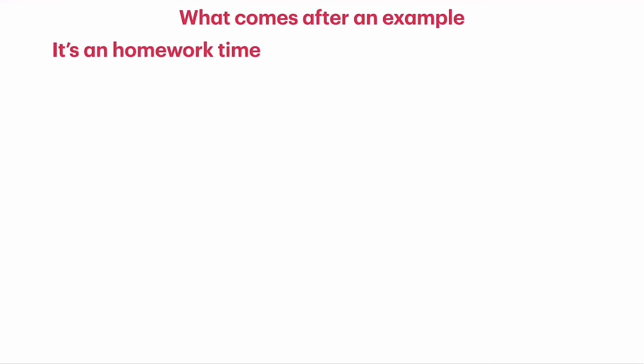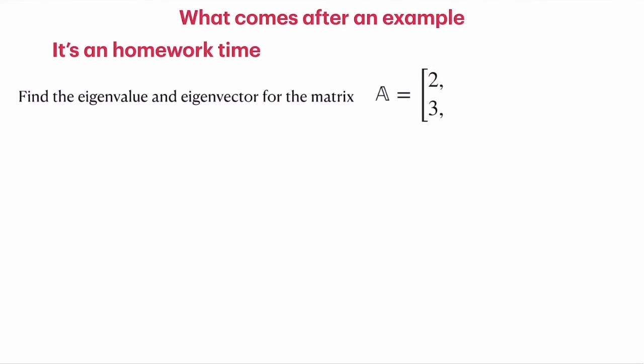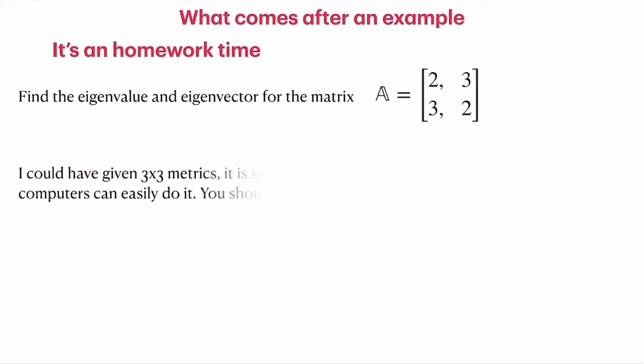For example, there is, marked with the red note, a homework. This is a homework you need to submit along with the notes for this video. Here you need to find the eigenvalues and eigenvectors for the matrix A equal to 2, 3, 3, 2. This is a symmetric matrix. There is an interesting result concerning that, which we will highlight a little later.